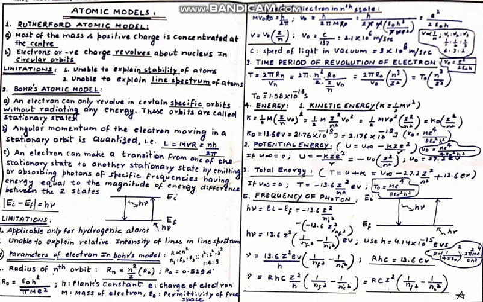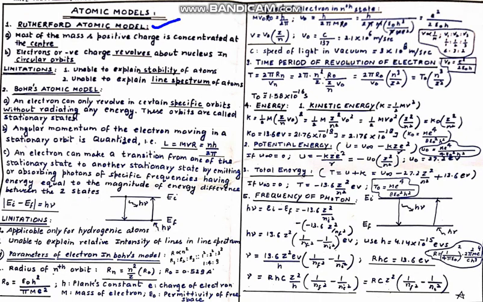Let's discuss today one of the topics of modern physics, which is atomic models. So, let's start. The first atomic model that we are going to study is Rutherford's atomic model. Although, if we study historically, you must have studied in class 9 that the first atomic model was Thomson's atomic model. So that is very basic. So we'll start with Rutherford's atomic model, as far as class 12 is concerned.